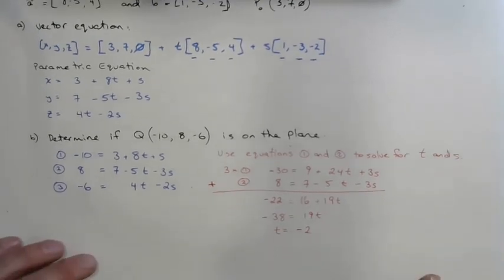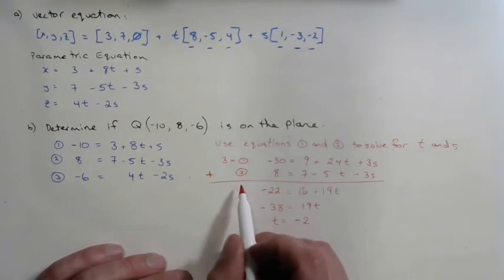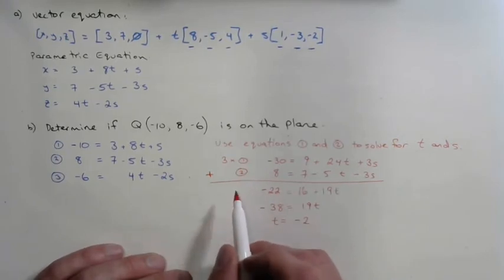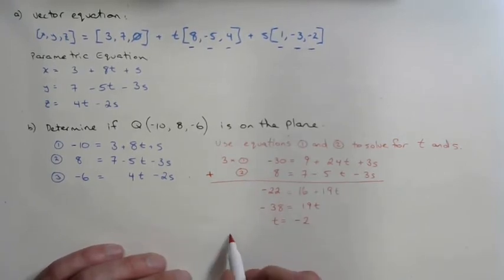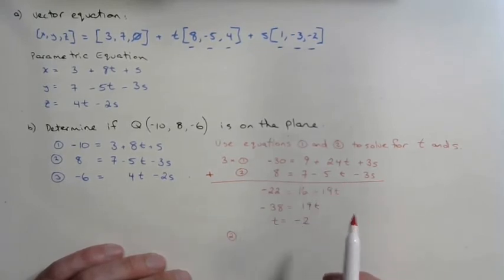Now I can sub that back into either of the two equations that I've used, equation 1 or equation 2. We'll do it with equation 2. And again, I didn't simplify first, so I'm not going to simplify first this time. 8 equals 7 minus 5 times negative 2 minus 3s. Here I have positive 10.